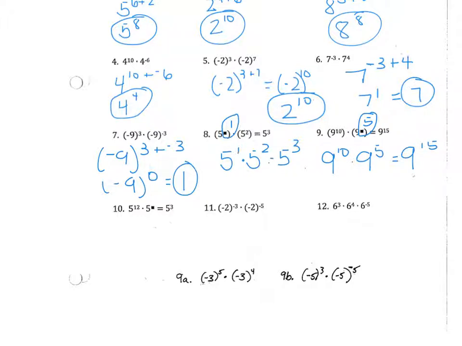Number 10. 5 to the 12th power times 5 to something power equals 5 to the third. Well, here I know I have to subtract. I'm getting smaller. I know 12 minus 9 is 3, so I need a negative 9 for that little exponent there. To prove that, I'm showing 5 to the 12th times 5 to the negative 9th would be 5 to the third.